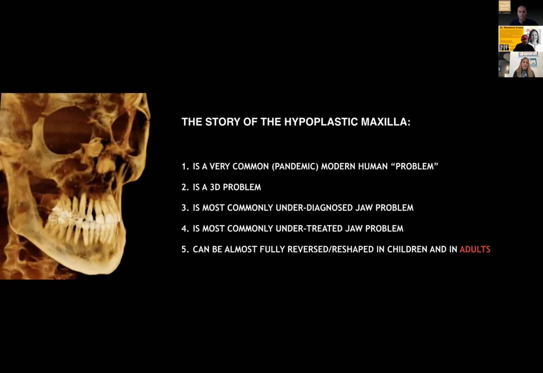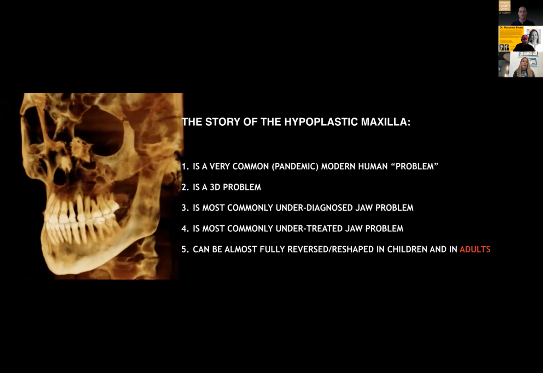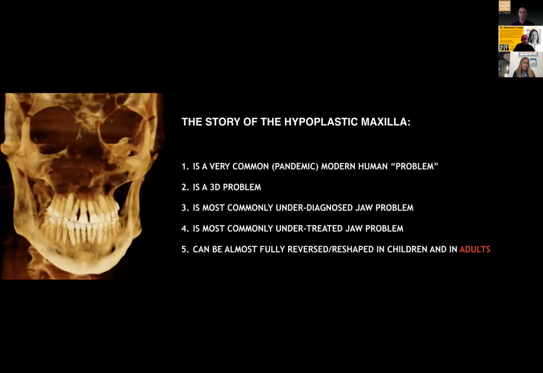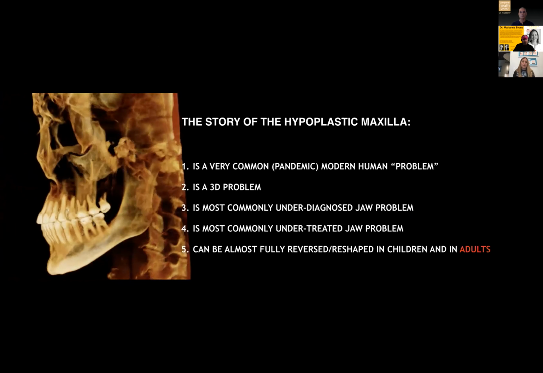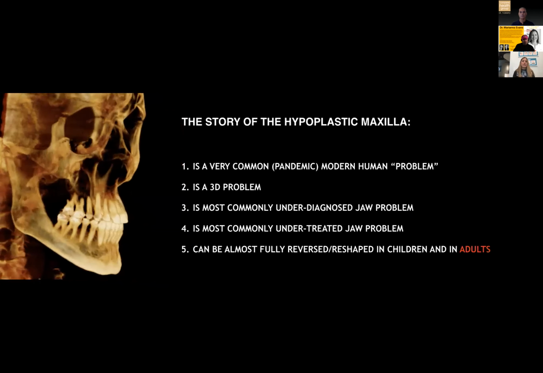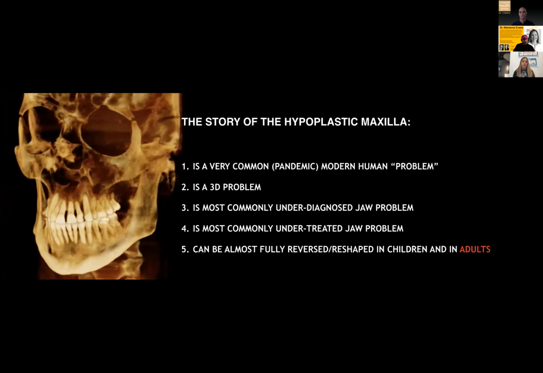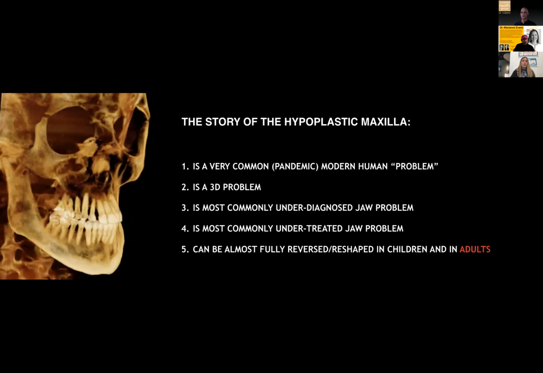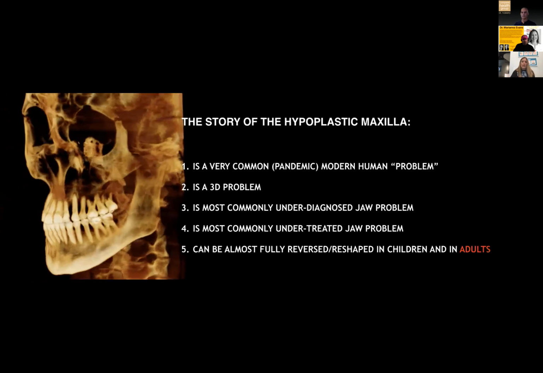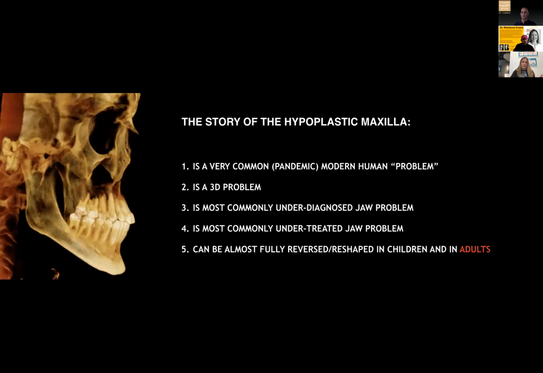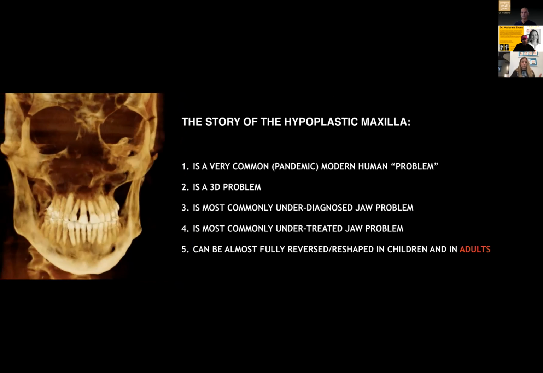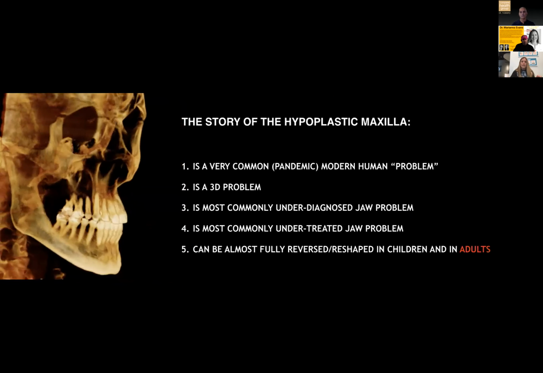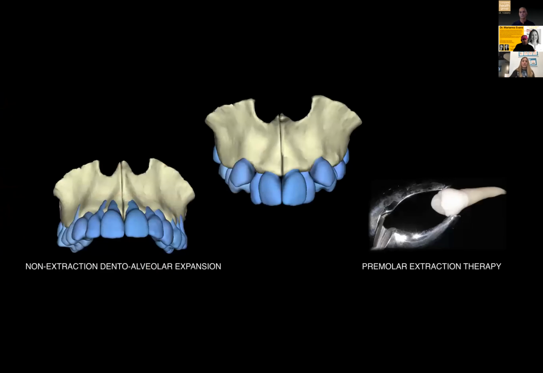The most fascinating point about maxillary hypoplasia is that, unlike any other bone of your facial skeleton, unlike the mandible, the problem of this hypoplastic maxilla can be fully reversed or reshaped in children and now in adults with skeletal anchorage. So it's reversible. You can address it. You cannot address the mandible. You cannot address any other bone of the human body the same way, but you can here. We have technology to address and reverse maxillary problems in children and in adults today.